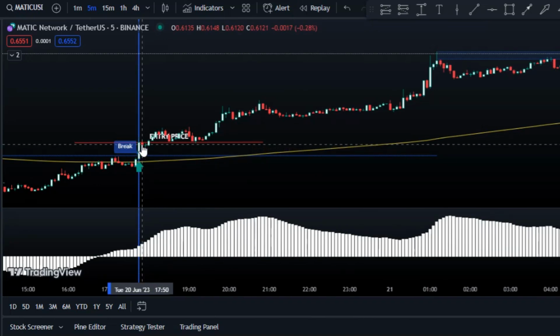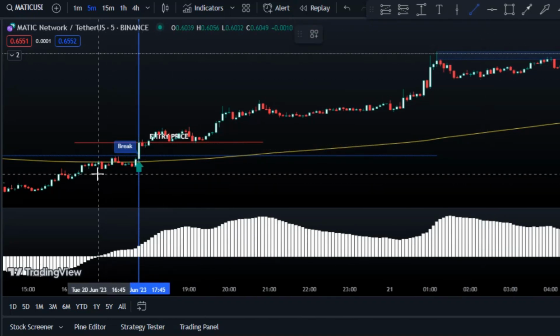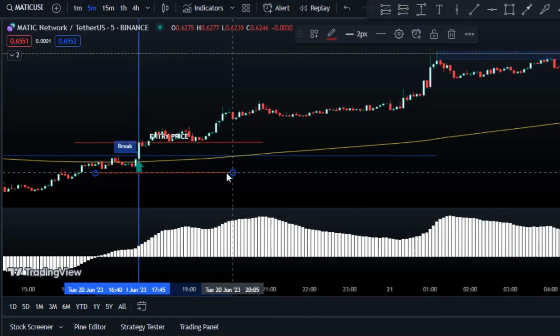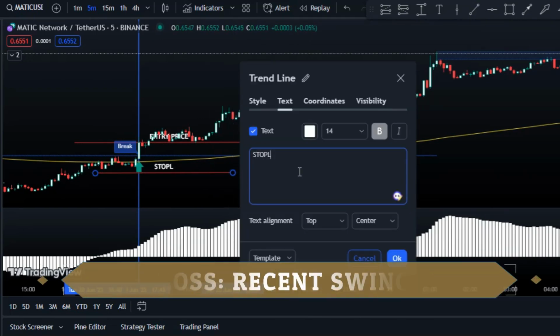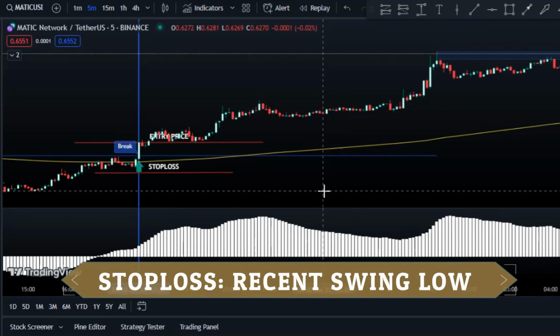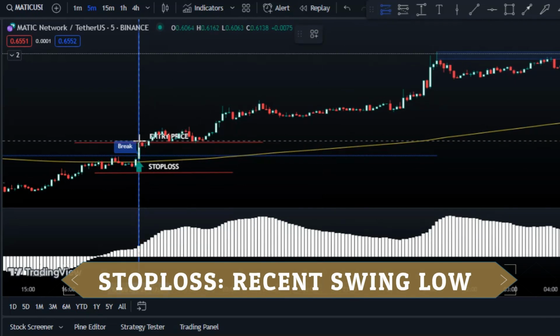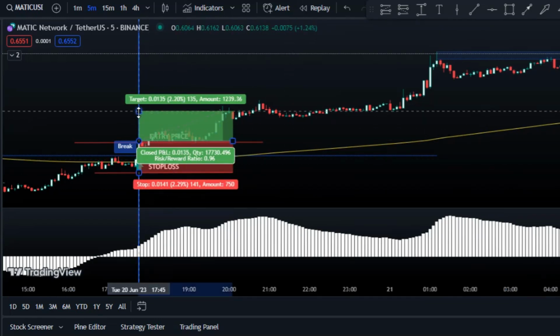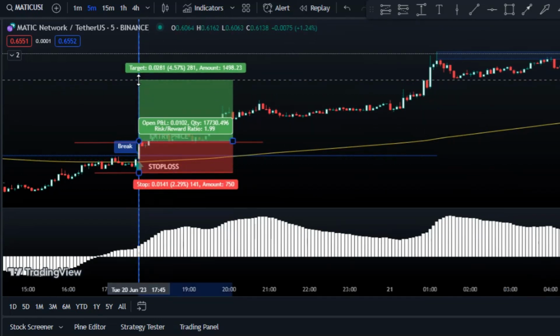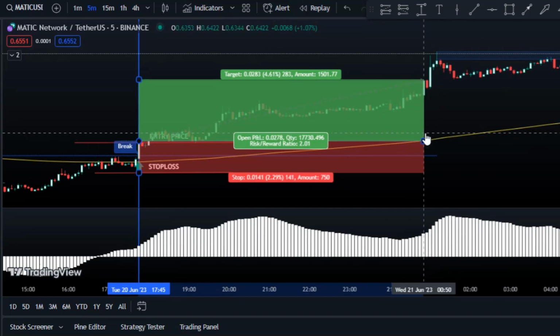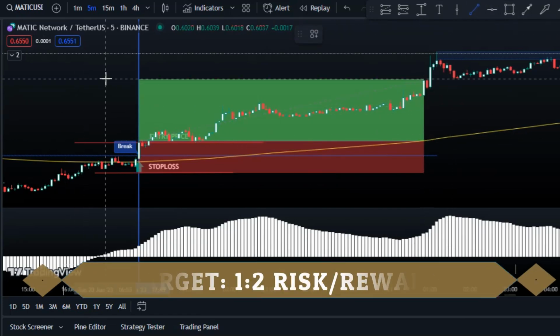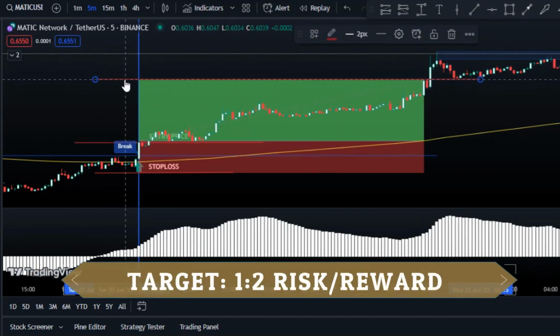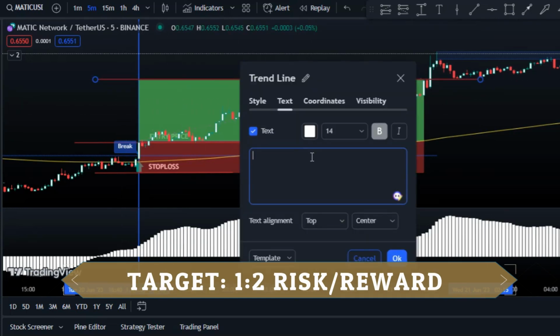And to manage your capital, first set a stop loss for your trade. For this strategy, I recommend a recent swing low as your stop loss level. And the next step of capital management, you should aim for at least a 1 to 2 risk-reward ratio to exit the trade so that your overall trades remain profitable over time.